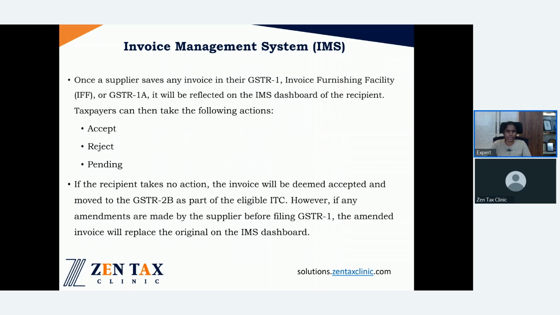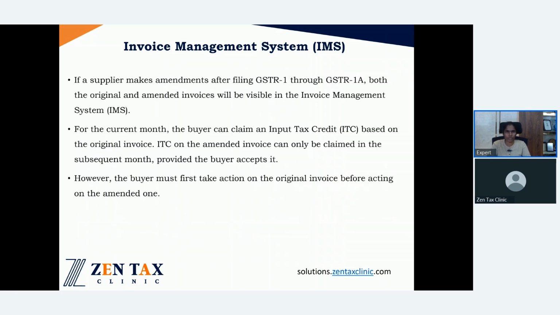But if the supplier makes an amendment after filing GSTR 1, that is, through their GSTR 1A, both the original and the amended invoices will be reflected in their IMS. So what can the recipient do if they have two invoices? They can only claim the ITC on the original invoice in the current month. If they want to claim the ITC on the amended invoice, they will have to wait till the subsequent month. But make sure that they take an action on the original invoice before acting on the amended invoice. So that is important: the original invoice has to be rejected before acting on the amended one.